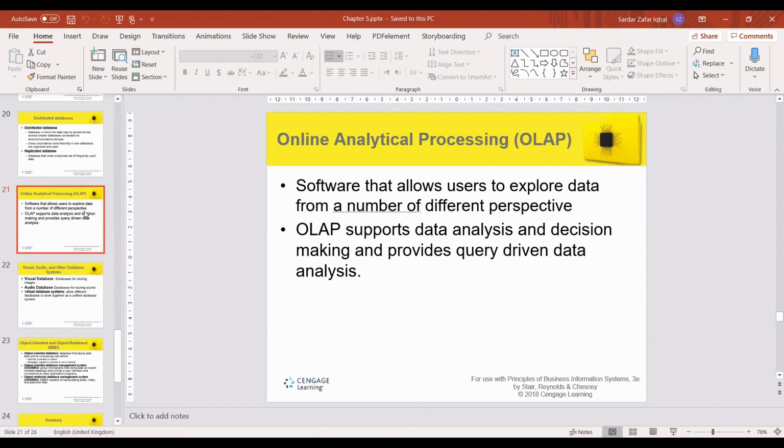So OLAP is a technology, online analytical processing. It's an era of big data. You have big data and you need processing. You need to process the data, and you need some analytical tools to generate different analyses so that you can take decisions for any business. It is very important, okay? And nowadays, many organizations are using this.